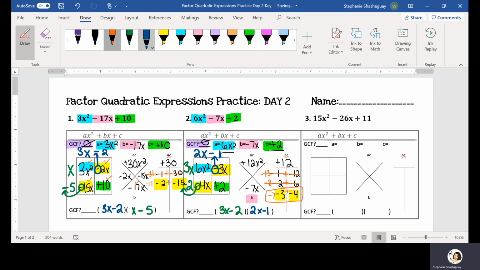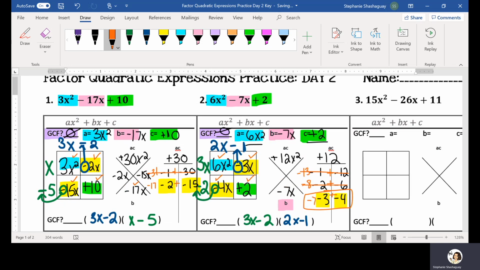Now I can double check my work before I move on to question 3. Does 3x times 2x give me 6x squared? Yes. Does 3x multiplied by negative 1 give me a negative 3x? Yes. Does negative 2 times 2x give me a negative 4x? Yes. Does negative 2 times negative 1 give me a positive 2? Yes. That means that I found the correct factors for this quadratic expression.